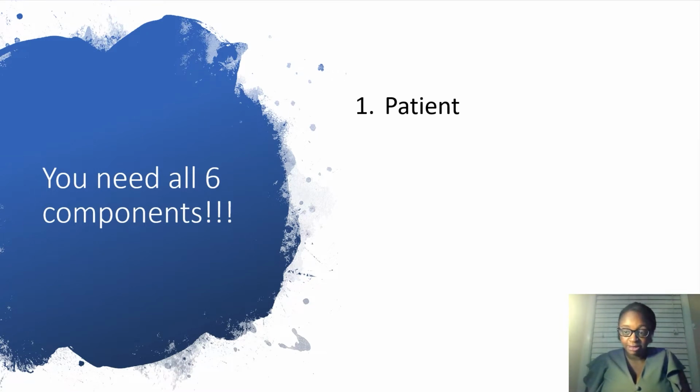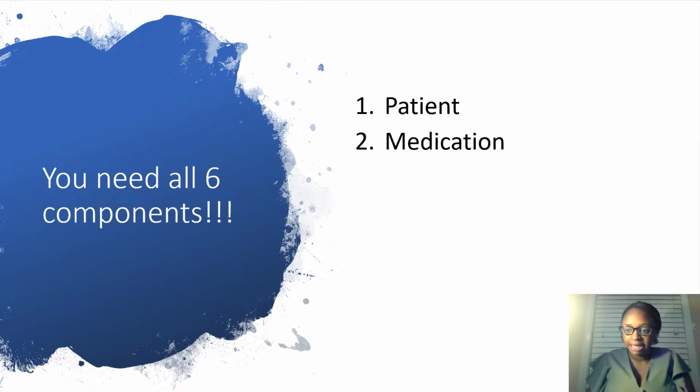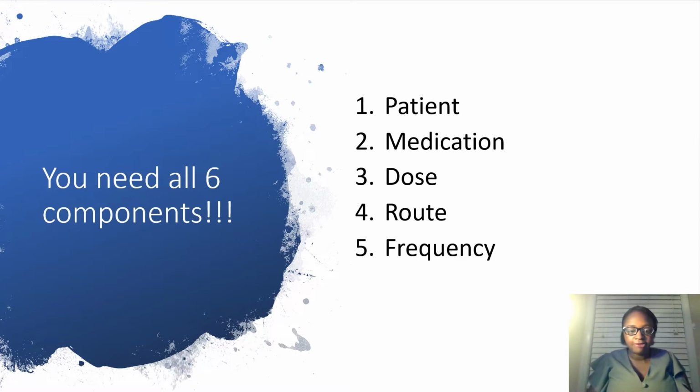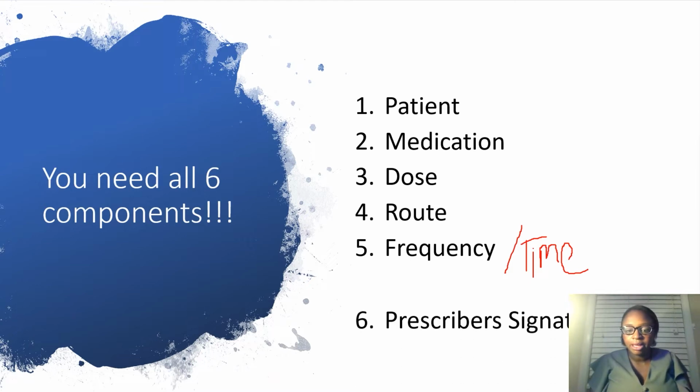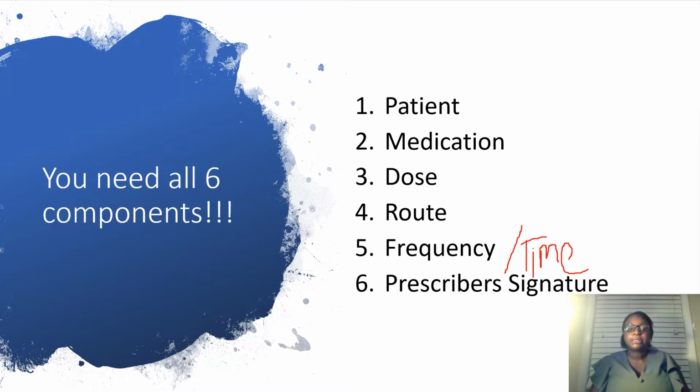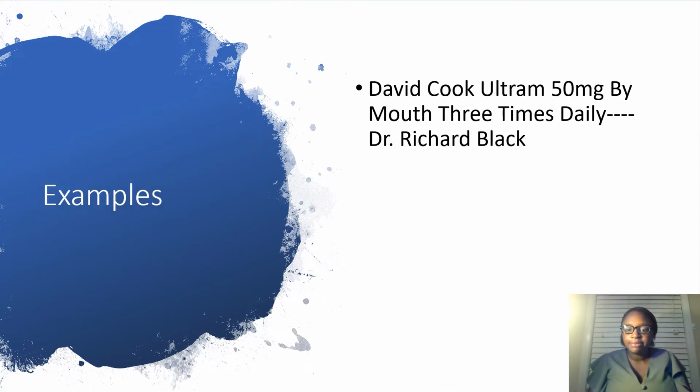So the first one we have is patient, medication, dose, route, frequency, and for frequency, I'll also say it's a synonym for time, so we'll put that there. People get confused by frequency, so daily, at bedtime, twice a day, 3 times a day, that's all frequency/time. And the final one is prescriber's signature. Okay. So here are some examples.